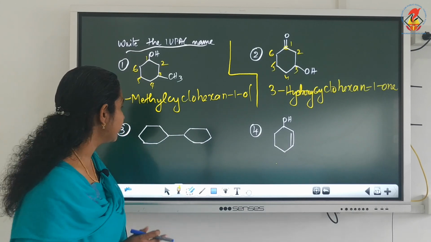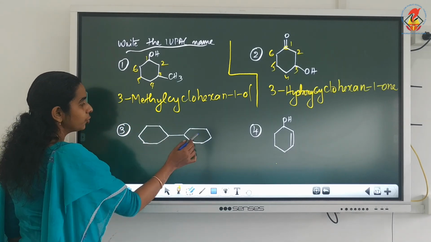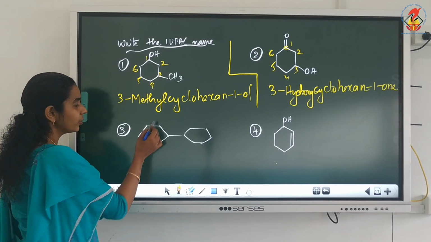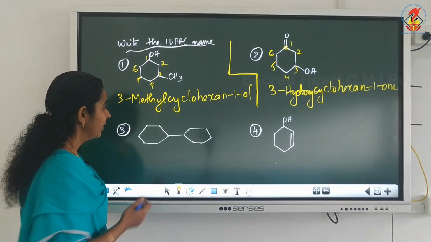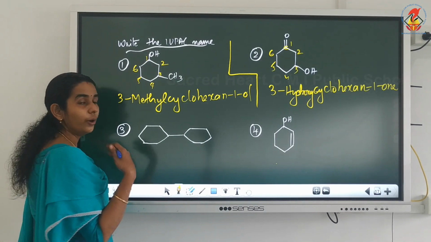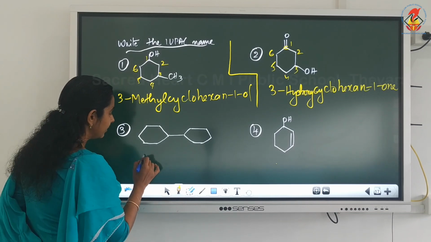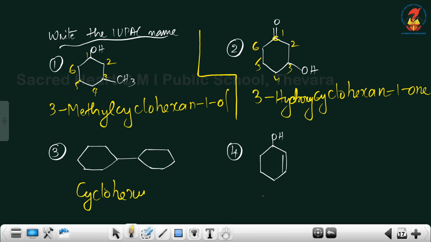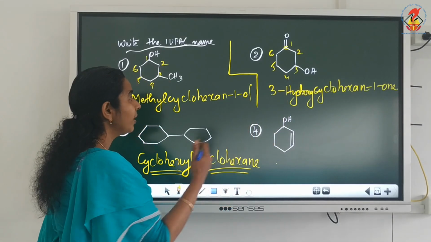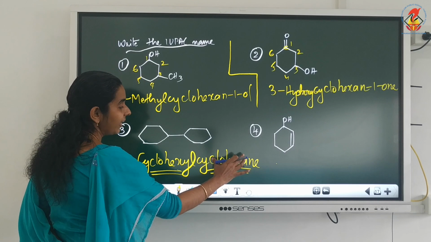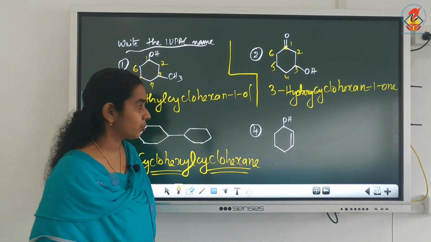Now here two cyclohexane rings are joined. So consider any one as the parent, because both are the same rings. One will go as the parent and one will go as a substituent. So cyclohexane is the parent and this is the substituent. How can we identify the parent? From the end of the name. First we write the substituents.